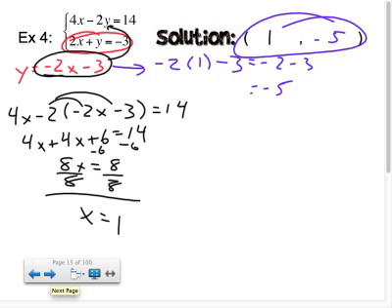Now you could have taken the first equation and subtracted the 4x and then divided by negative 2 to get y by itself, or you could have gotten x by itself. It's not going to matter either way. It's just a matter of what you prefer to do. You'll have to do a little bit more work there, that's all.